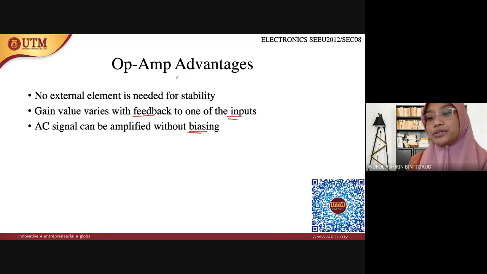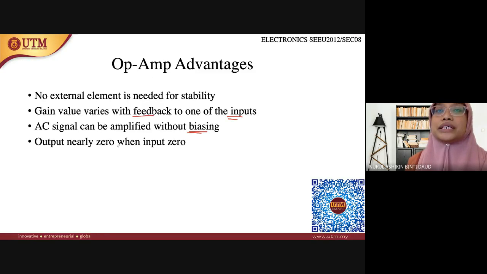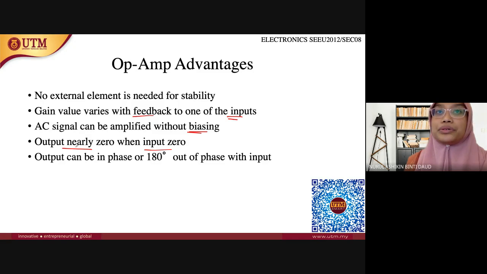That's why, as mentioned earlier regarding biasing, the AC signal can be amplified straight away without any biasing by using the op-amp. And the output is nearly zero when the input is zero. Also, the output can be in phase or 180 degrees out of phase with the input. It means that you can change the output to either the same phase or a different phase.